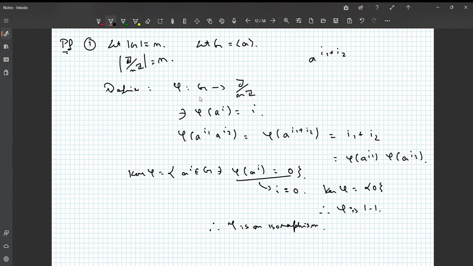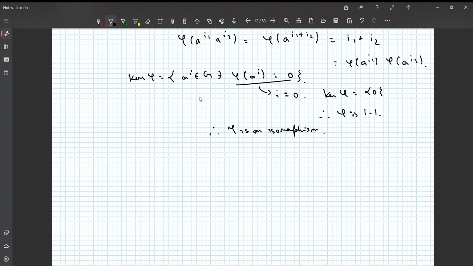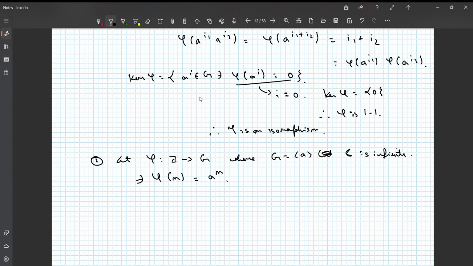Let's prove the other part. Let again phi be a mapping from Z to G, where G is again generated by a, but is an infinite group, such that we map an element n from Z to a to the power n. This is obviously a homomorphism by the properties of exponents. There's nothing to prove there.